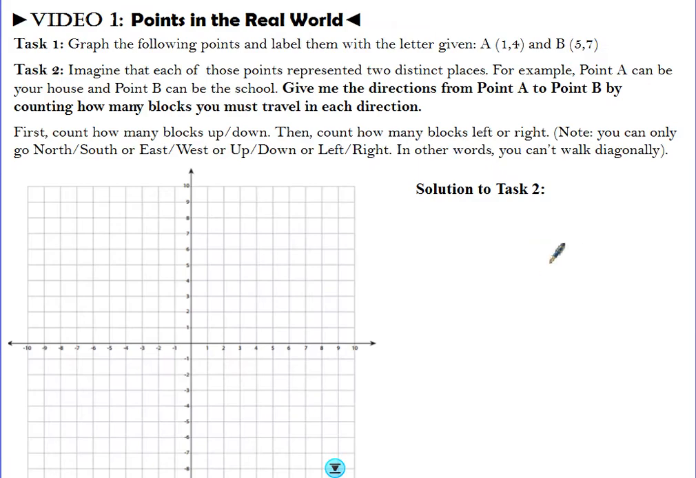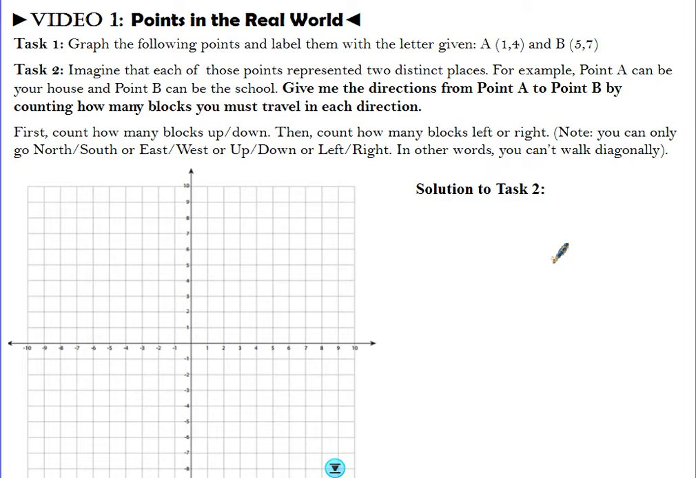So let's move on to video 1, points in the real world. In this video, you'll be learning about slope, but relating to our real lives. Describing slope is something that we usually have done at least once, and it relates to giving directions on how to get to another place. So let's look at this.